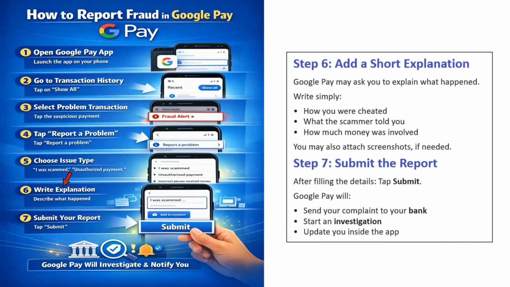Step 6 is add a short explanation. Google Pay may ask you to explain what happened. Write simply how you were cheated, what the scammer told you, and how much money was involved. You may also attach screenshots if needed. Step 7 is submit the report. After filling the details, tap on submit. Google Pay will send your complaint to your bank, start an investigation, and update you inside the app.